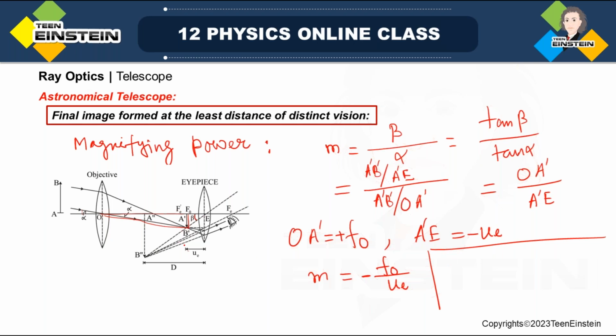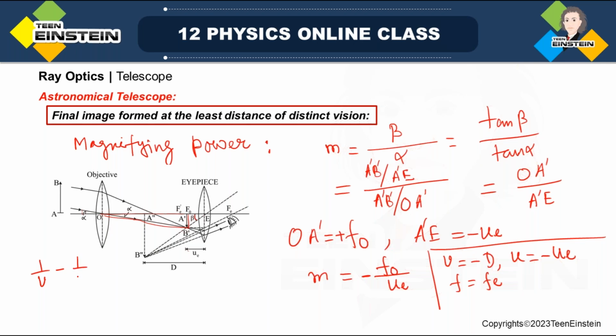We'll use the lens formula in the second case. So the image is formed at minus D. So U is minus UE, and the focal length we know. Focal length is FE for the eyepiece. Now if we use that lens formula, I am just doing it here.